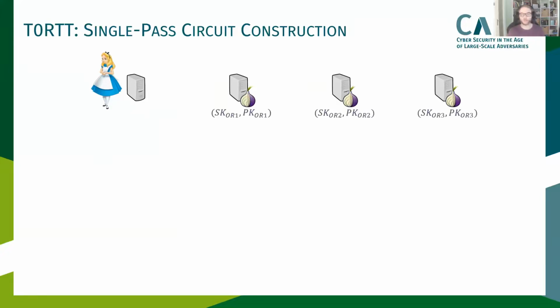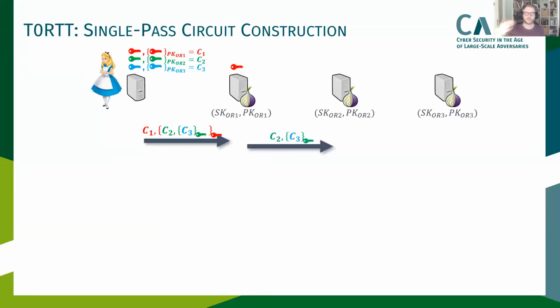Alice can use the public keys to encrypt 3 different symmetric keys. Then she sends one onion message to the first onion router on the path. And this onion message contains all ciphertexts. And we call this an onion message because ciphertext 2 and 3 are already encrypted in different layers of encryption. Then the first onion router decrypts the first symmetric key, removes one layer of encryption, and sends ciphertext 2 and 3 to the second router on the path.